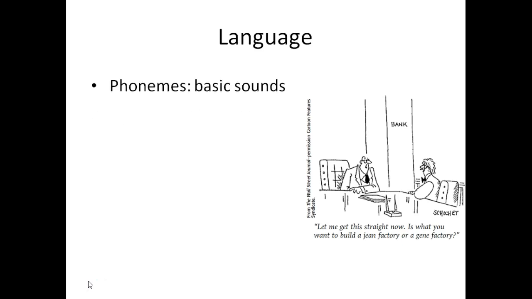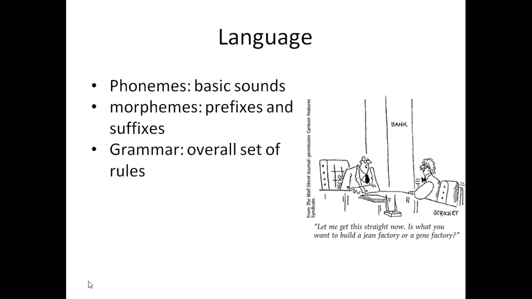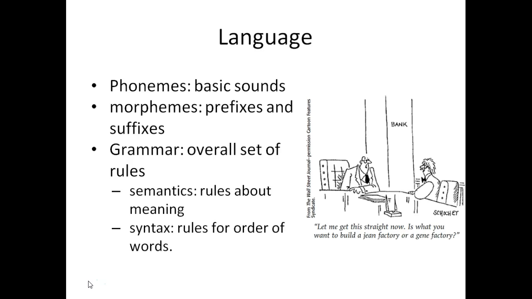One is phonemes, and these are basic sounds of language. Two are morphemes, and this is prefixes and suffixes, or the smallest unit of meaning in language. Grammar is an overall set of rules. Within grammar, there are two specific rules that we focus on.